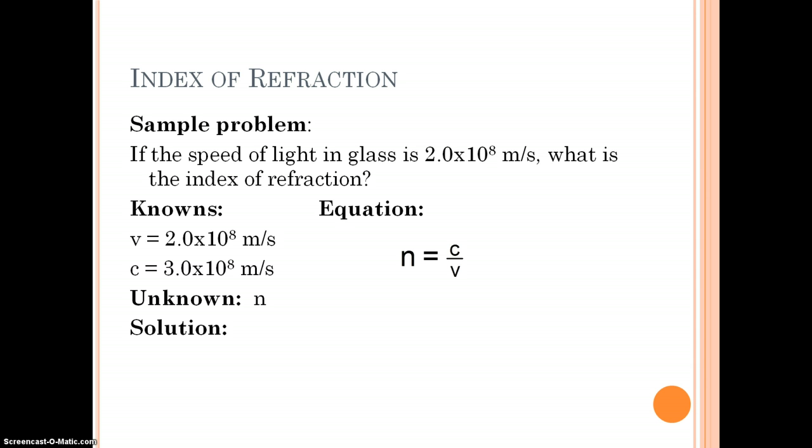They will never give you c, by the way. Since it's a constant, it's something that you're expected to know. So here's my solution. I take the 3 times 10 to the 8th divided by the 2 times 10 to the 8th, and I get 1.5. Notice again that there are no units on this value.